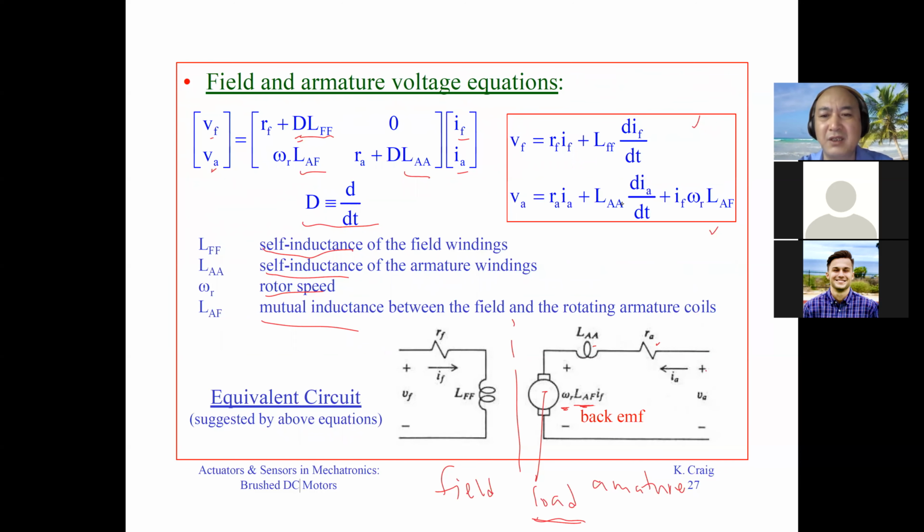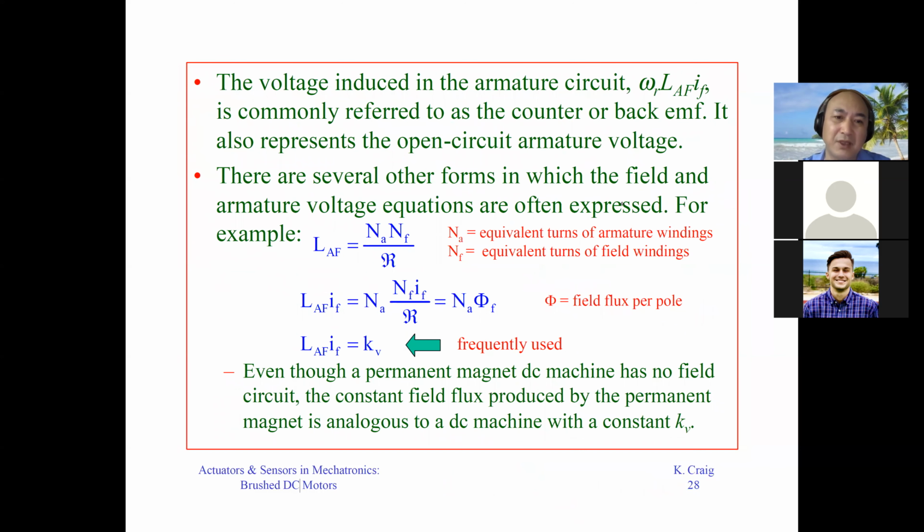This is a mutual inductance. There's the omega here, that's due to this IF. Omega R is the speed. This is this term. So with that, we have a field and armature voltage equation. This is called the voltage equation.